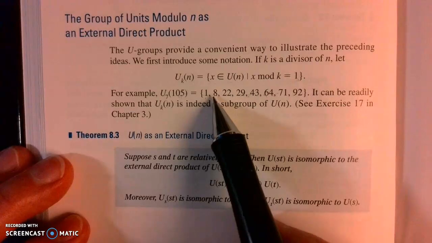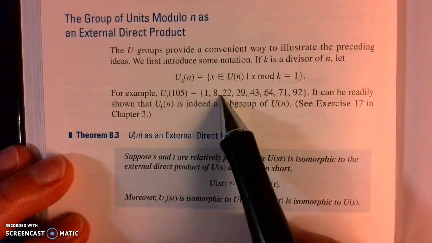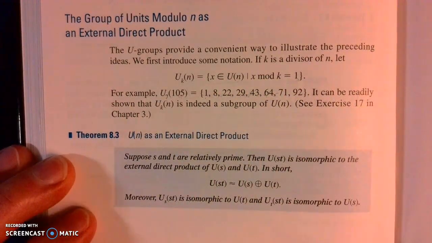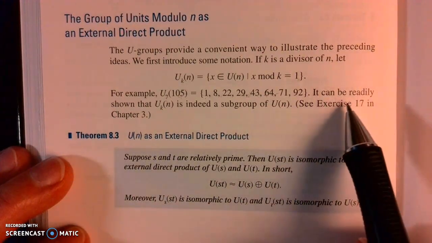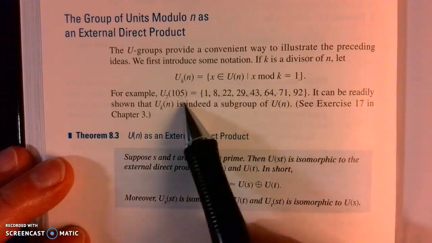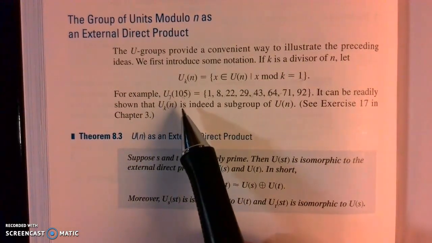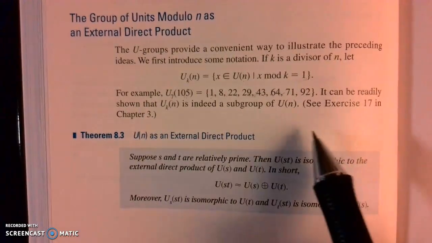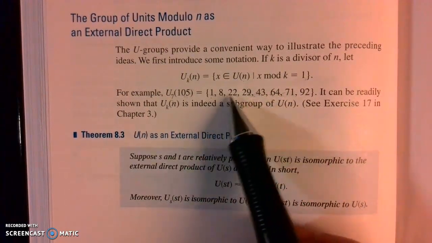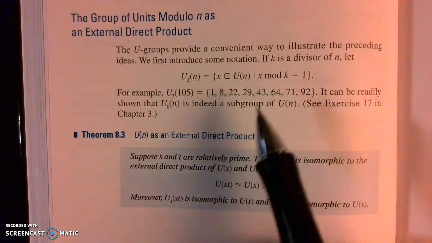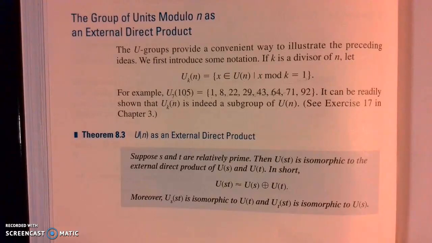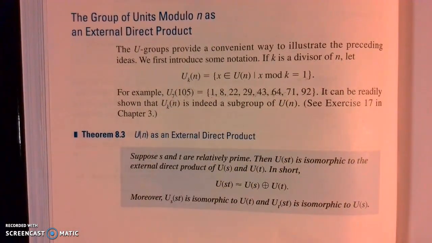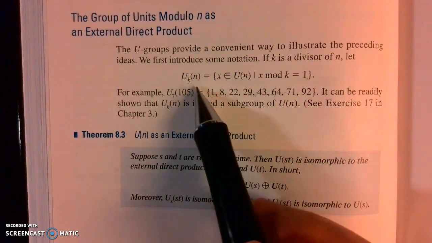The result is a subgroup with 1, 2, 3, 4, 5, 6, 8 elements. So it is a subgroup of U105, because any two numbers from here, if you multiply them, the product will be congruent to 1 modulo 7. And they belong to Uk of n.